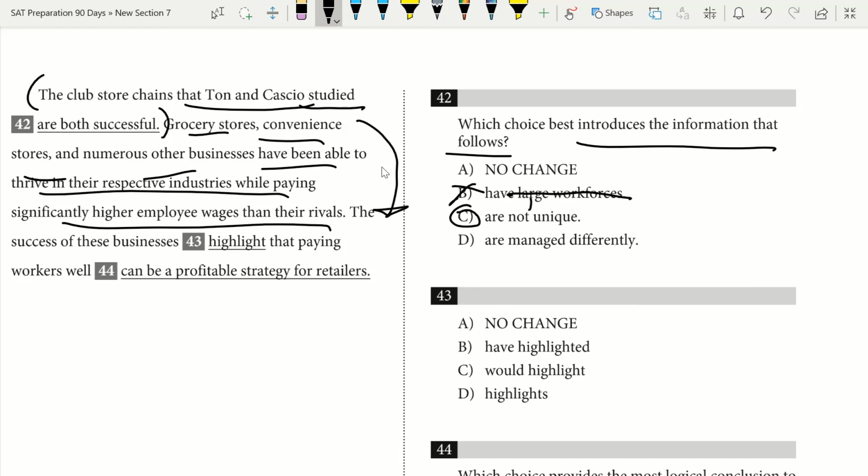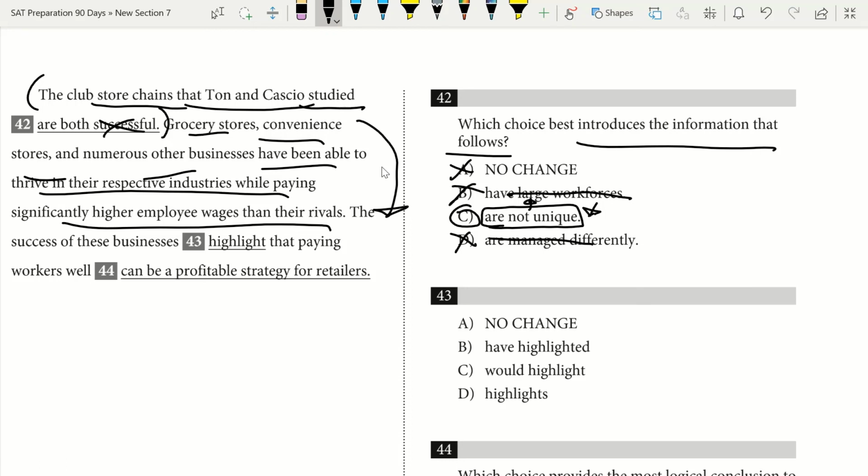We're not talking about the size of the workforces. We're talking about how much these workforces are being paid and how it's not unique to pay them larger sums than the average, right? And they're not managed differently. We're not talking about that either, okay? And we're not talking about them both being successful. We're just talking about the two being not anomalies, but following a general trend, right? They're not unique. So 42, answer is going to be C.